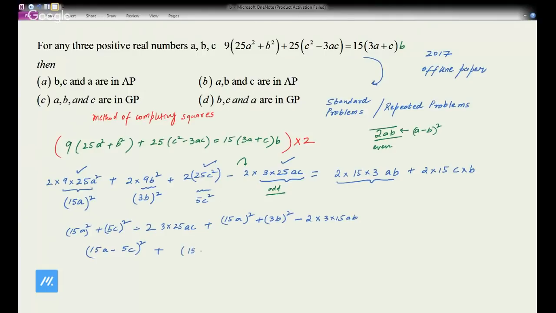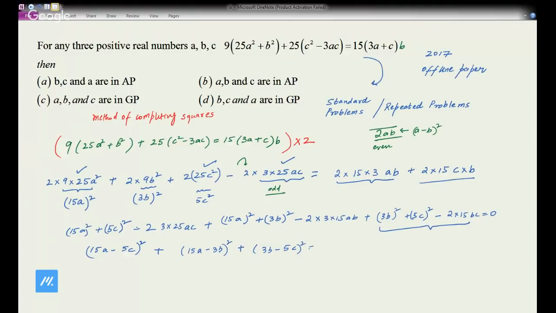It is 15a minus 3b whole square. And now if you see similarly, the 15a whole square is used up. Now you are left with 3b whole square and 5c whole square. Just write it. And you will see there is already a factor which is there here. 2 into 15, b and c equal to 0. If you notice this particular thing, so this becomes what?